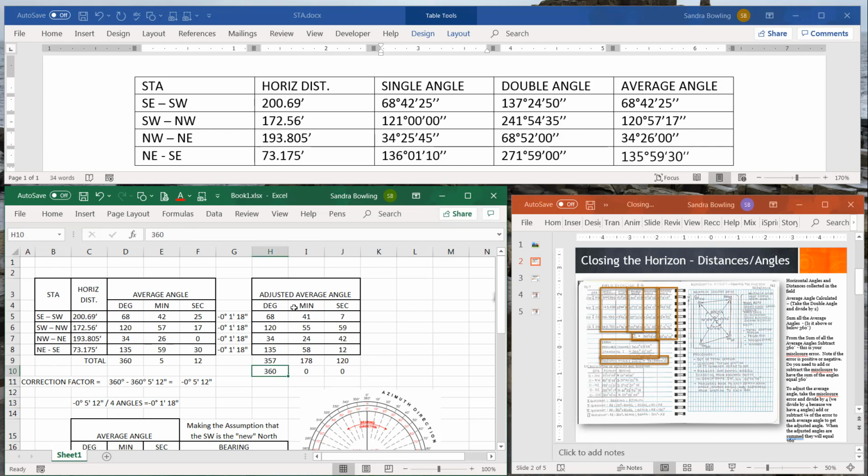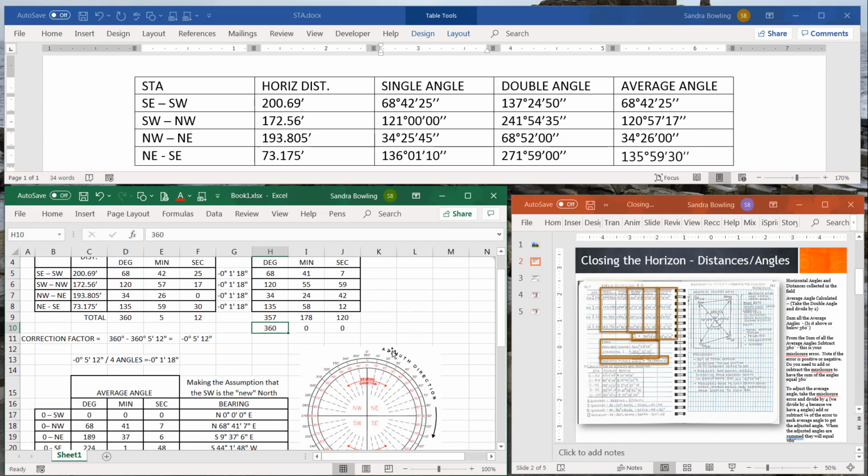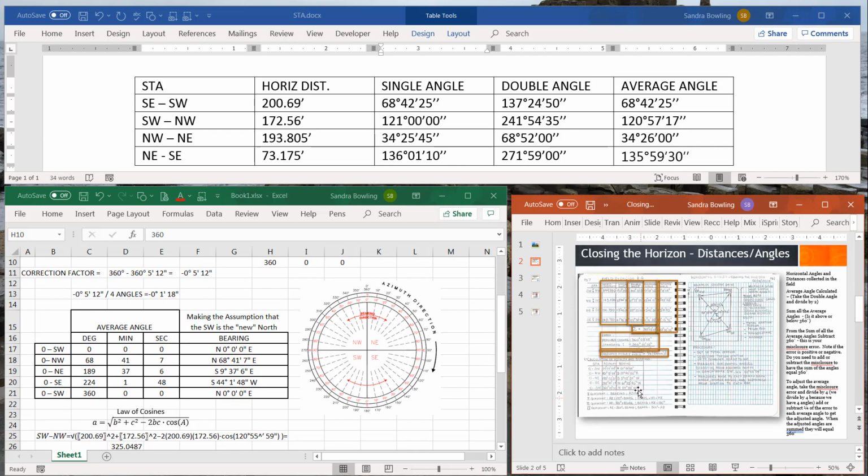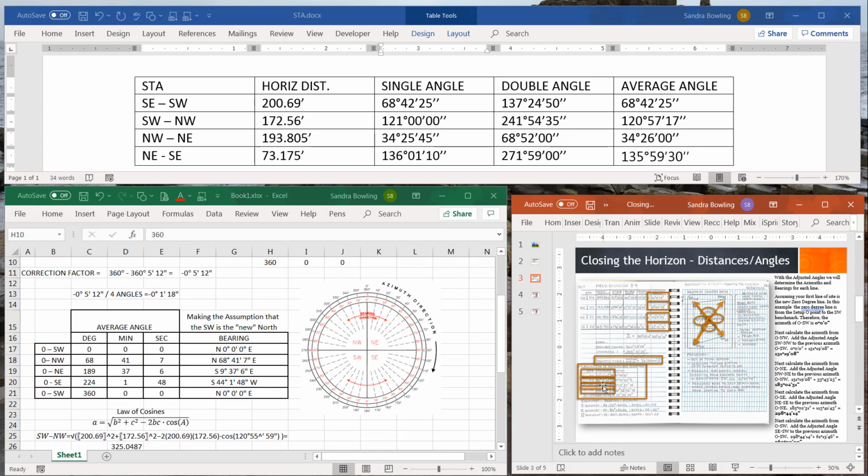So now that I've got my adjusted angle, that's basically what the PowerPoint online says; it goes through the steps to calculate this. We're going to move on to figuring out the information down here. The first thing you're going to figure out is your azimuths. So these are azimuths.